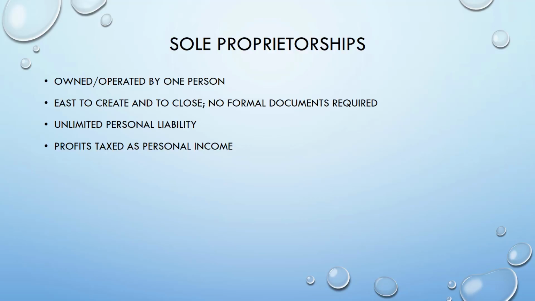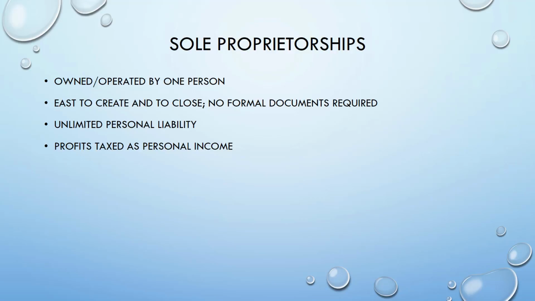Now, by far the easiest business form to create is the sole proprietorship. It is a business that is owned or operated by one person. It is easy to create and close. There are no formal documents that have to be filled out or filed anywhere.